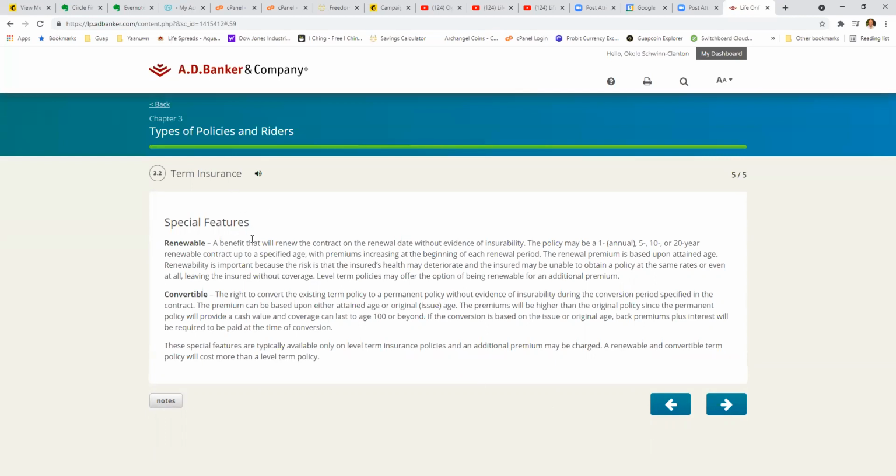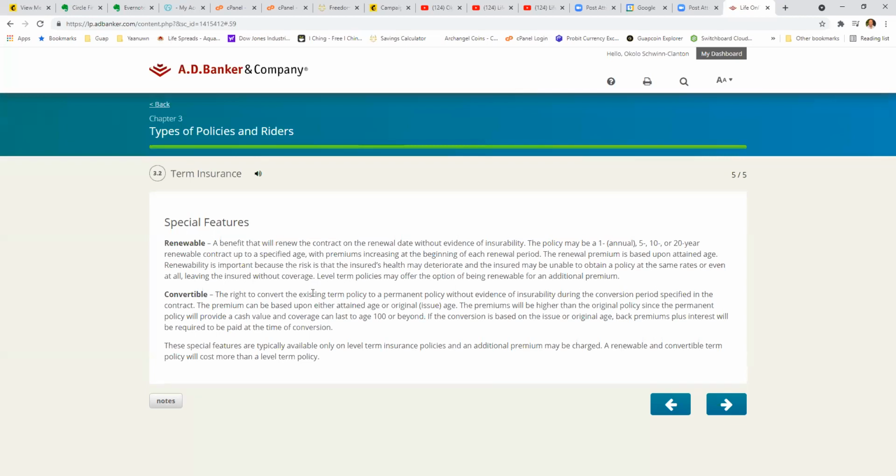Special features. Renewable is a benefit that will renew the contract on the renewable date without evidence of insurability. And then convertible is the right to convert from one type of insurance, basically term insurance, to permanent insurance. So you could start with $100,000 of term that's very cheap, and then you could say, okay, I want to take 20,000 of that and convert it to permanent insurance.